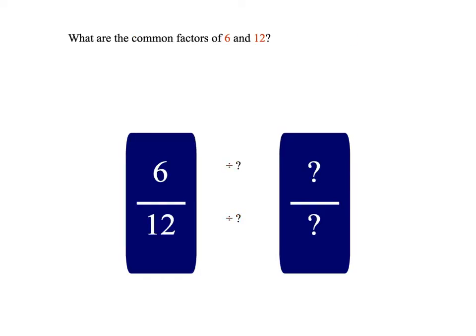Alright, what are the common factors of 6 and 12? So you need to be looking for the highest common factor, if you can, of 6 and 12. Okay, so this is a pretty easy one. You could do 2, 3 or 6, but obviously 6 is the highest common factor.